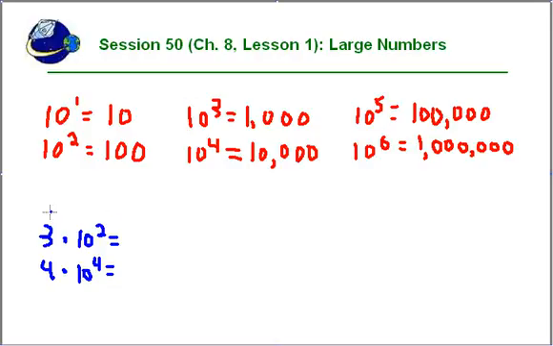Let's take a quick look here at this example. This particular problem says 3 times 10 to the second power. Well, once again, what is 10 to the second power? 10 to the second power means 10 times 10, and 10 times 10 is 100. 3 times 10 squared is 300, because 10 squared is the same thing as 100. What about 4 times 10 to the fourth? Well, 10 to the fourth is 10,000. What would 4 times 10,000 be? It would be 40,000. So here are a couple situations where we have a particular number less than 10 being multiplied by some power of 10. And a power of 10 means that the base of 10 has been raised to a particular exponent.